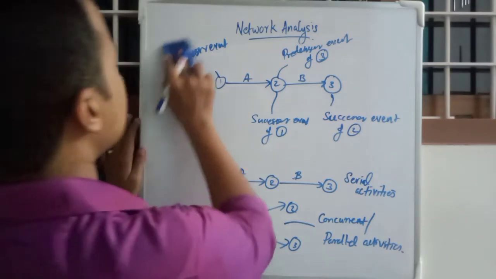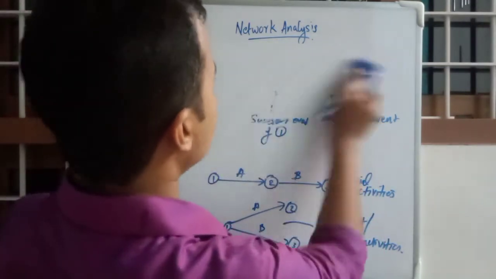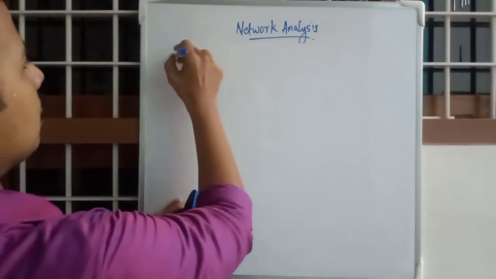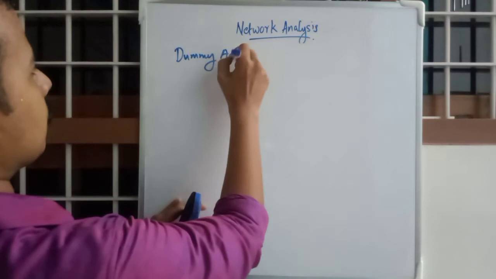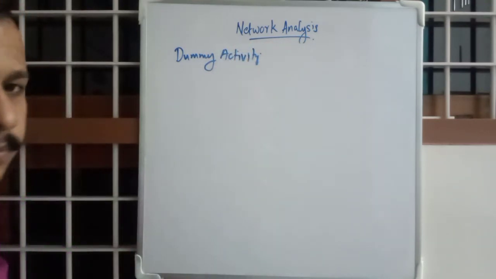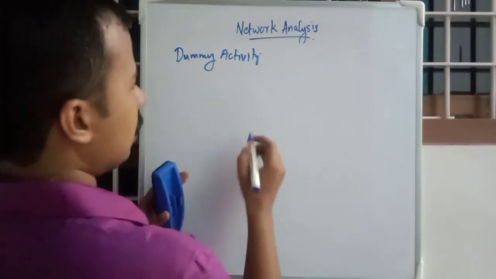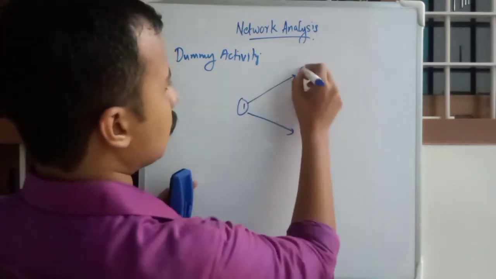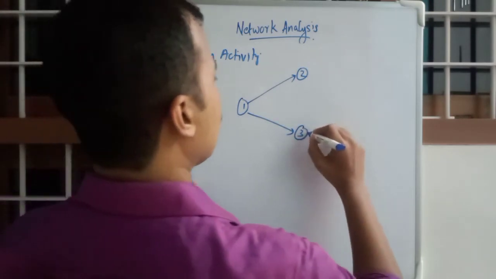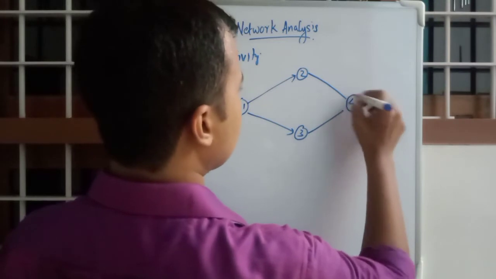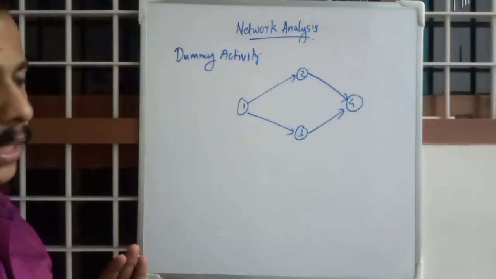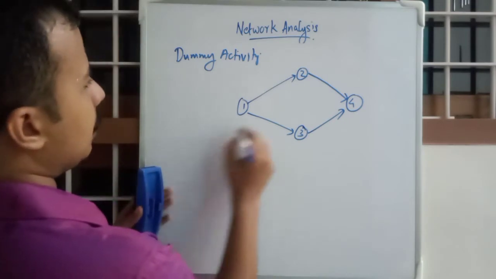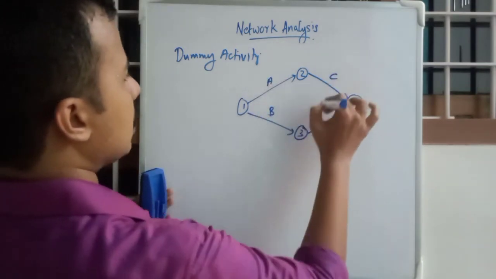Okay, and now we are getting deeper into the network analysis, and a new type of activity comes. It is called dummy activity. For example, if this is a network diagram, 1, we have 2 activities from 1, this is 2 and this is 3, and from 2 and 3 it converges into 4. This is a network diagram, it can be anything. And suppose there is a condition, if we give names A, B, C, D.